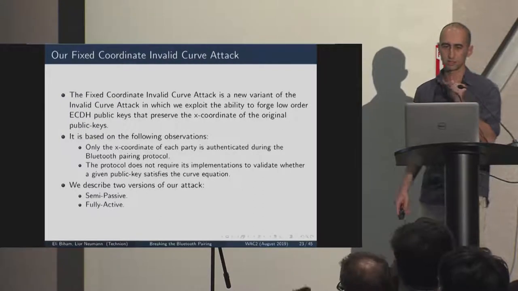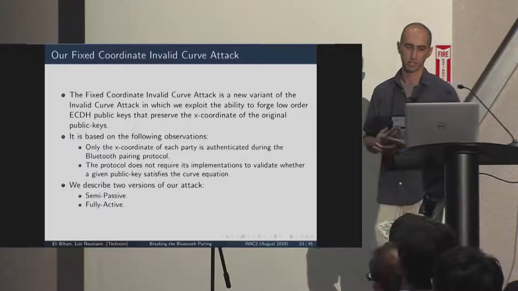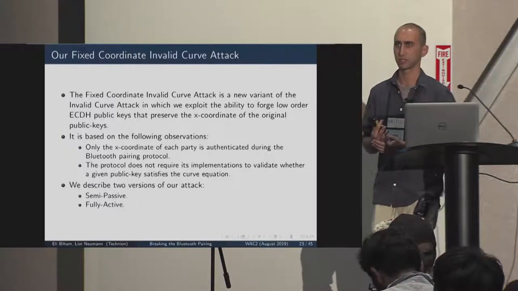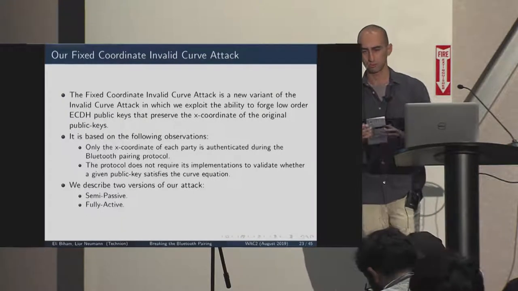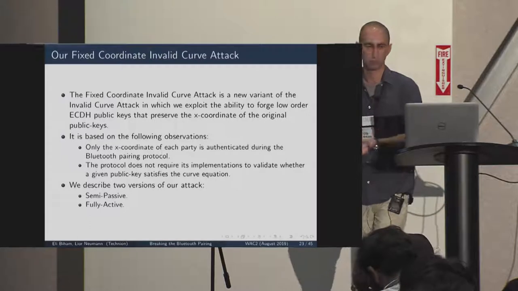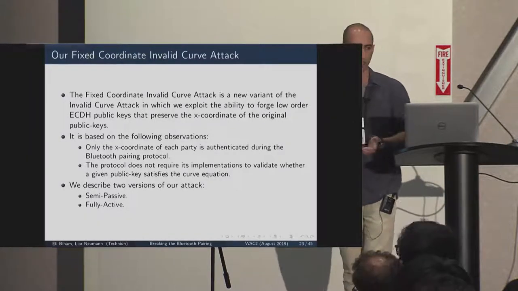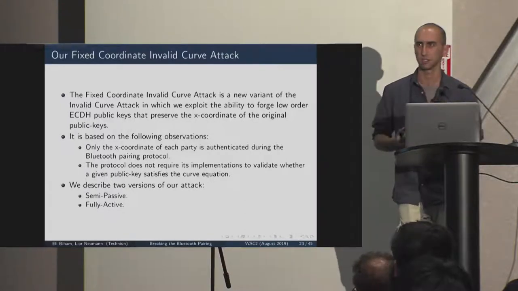All right, so now after we know how the authentication works, we can think of some attack. The attack is based on the fact that the Y coordinate is simply unauthenticated during all this authentication procedure. It is not involved in any of the computations.